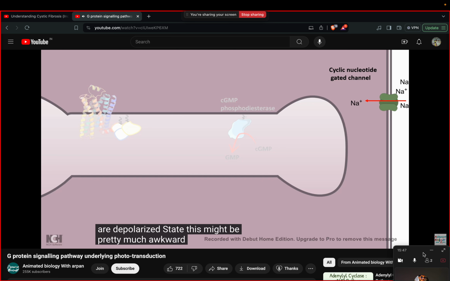This might be pretty awkward for you, but this is the case. We always think, okay, the light would activate the neuron and that would lead to the signal transduction. But here, these photoreceptor neurons have a different regime. They're always active. They're constitutively active. They're always firing. But when the light hits them, they stop firing. Now, in a moment, it would be very clear.